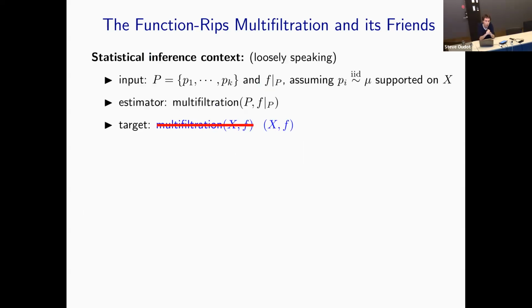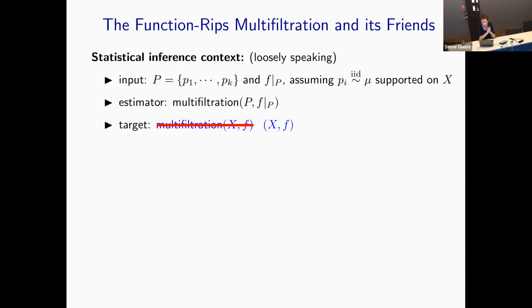But the problem is, if you discuss with a biologist or a physicist and you tell them, oh, I have this very nice estimator for which I have some convergence guarantees to its target, which is naturally the function Rips multifiltration of the domain, they will look at you and ask, what is this useful for me? So instead, what they usually are interested in is X itself, not a Rips complex of X, not a Rips filtration of X. It's X that interests them.